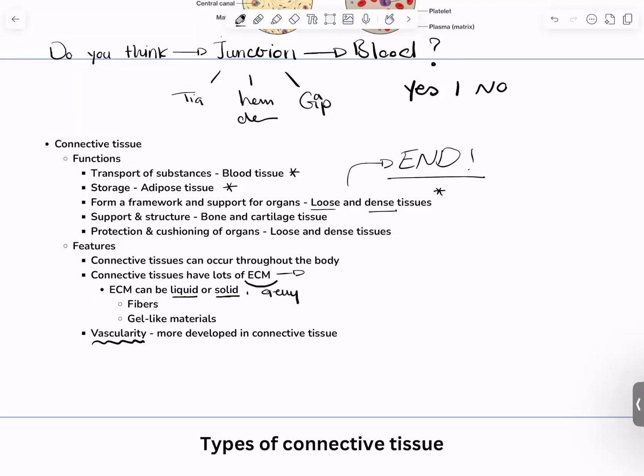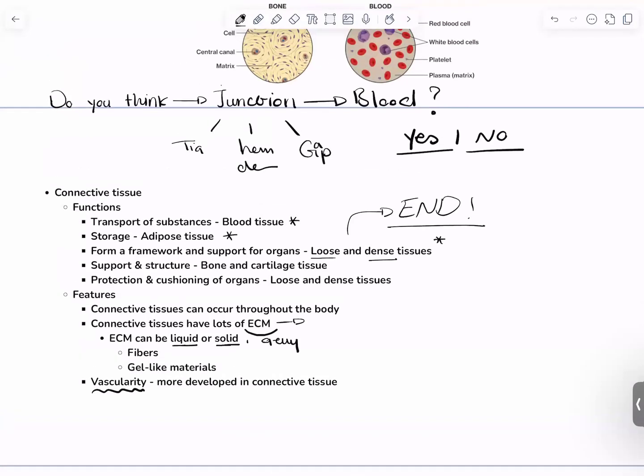Okay, Gabriela, what was your answer? Yes, I don't think there will be junctions because if the purpose in the case of blood is to transport, I think that the junctions will limit the amount of things that can be transported. Okay. Another, you mentioned something. Also, I think it's yes. Why? Because blood has epithelial cells, so there must be junctions, no? Okay. So one yes, one no.